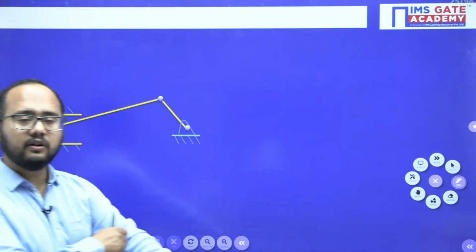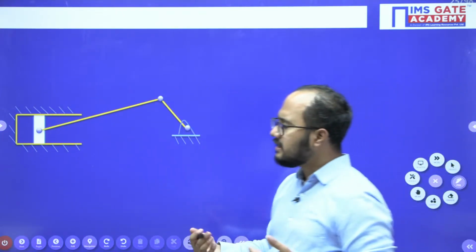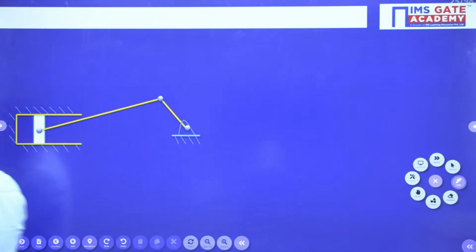Okay, now we'll move forward. Now in this case what will happen? In the case of a single slider crank mechanism, the same procedure you will follow here. Quickly, everyone, please try and tell me whether you are getting the correct velocity diagram or not for this single slider crank mechanism.